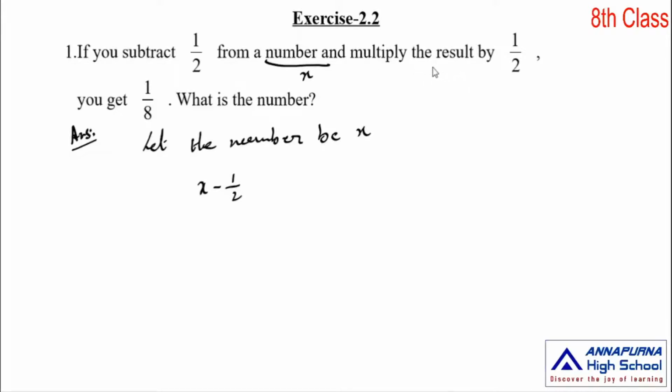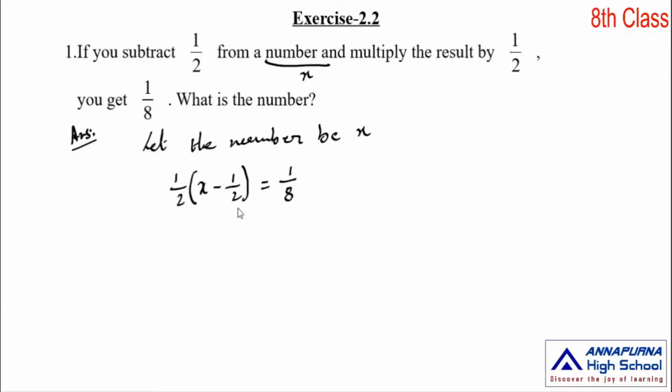And multiply the result. Here, what is the result after completing your subtraction? The result is x minus 1/2, and if you multiply this result by 1/2, you get 1/8. That means this 1/8 is the answer. But here what is your answer? 1/2 into (x minus 1/2). So it is equal to 1/8.